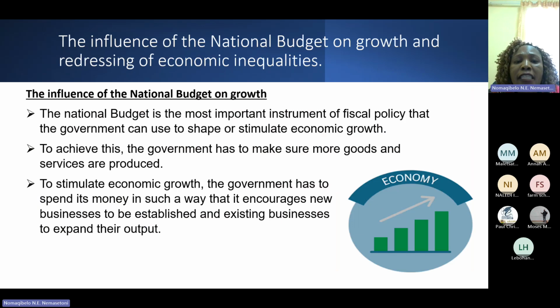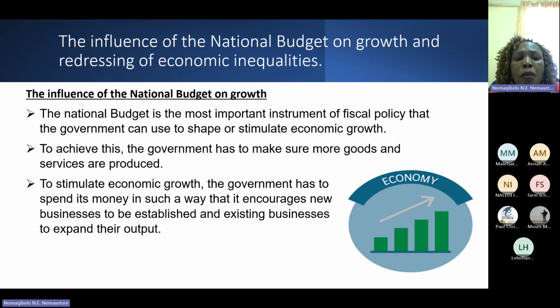Now, the influence of the national budget on growth and redressing of economic inequalities. The influence of the national budget on growth. Number one, the national budget is the most important instrument of fiscal policy that the government can use to shape or stimulate economic growth. To achieve this, the government has to make sure more goods and services are produced.